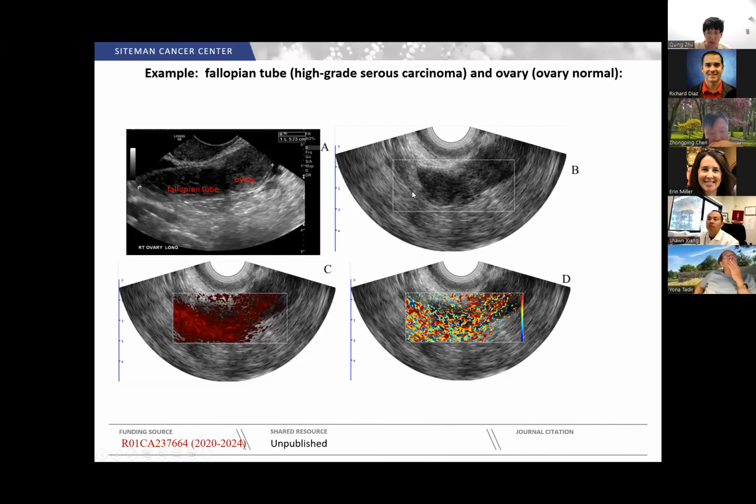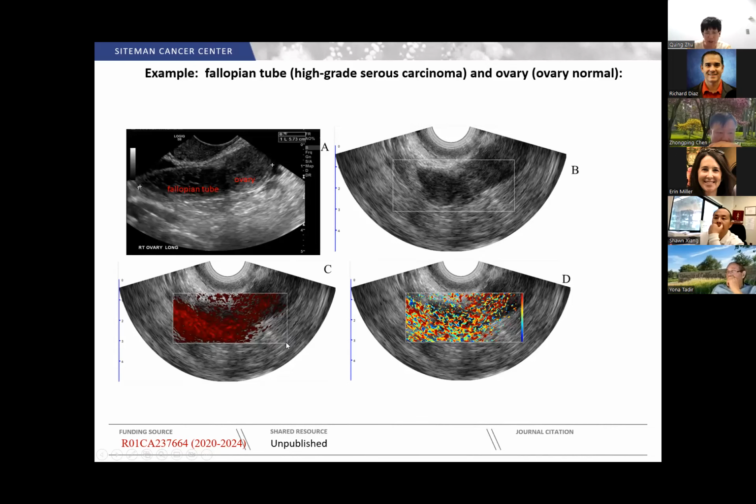And this patient here, this is the ultrasound. You can see fallopian tube, ovary, and this is the oxygen saturation. The D panel is the oxygen saturation, at a moderate level. And this one turned out to be that the tube is cancer, and the ovary is normal. So it's very exciting that we actually can detect earlier stage cancers because the size is small.